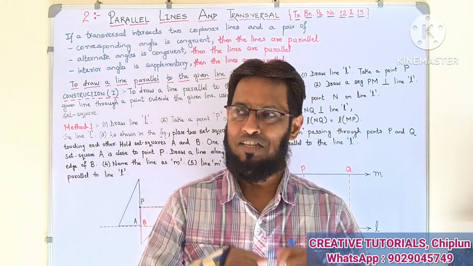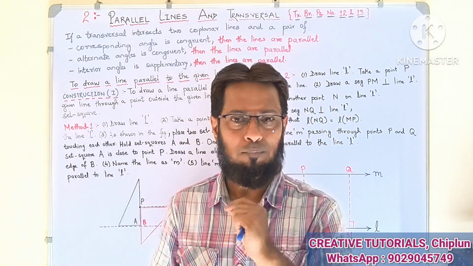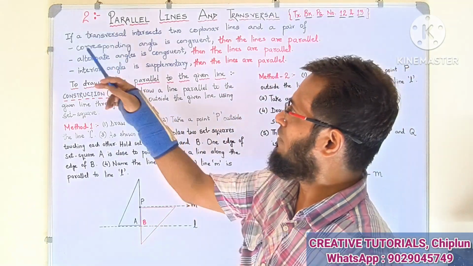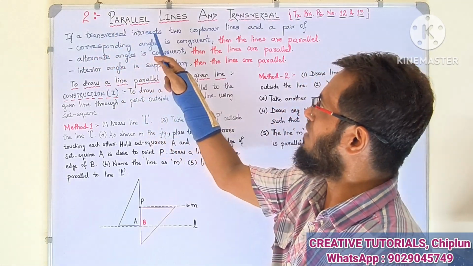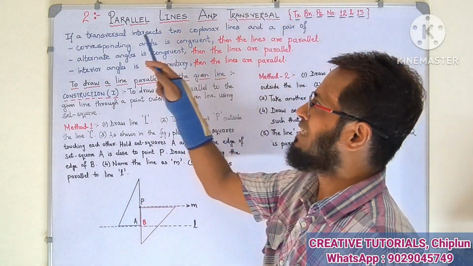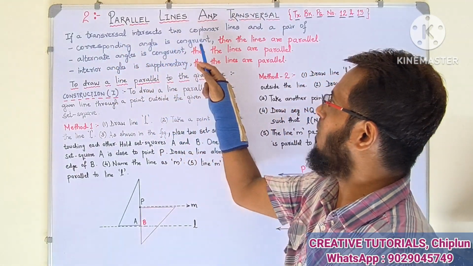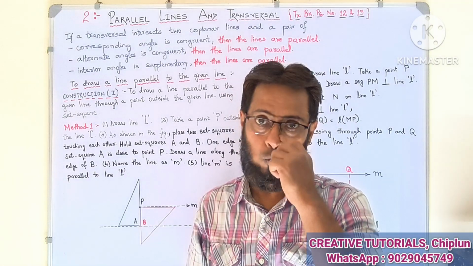Alright dear children, so far whatever we had done, let's take a quick recap of that. For example, we had seen these three properties basically. If a transversal intersects two coplanar lines and a pair of corresponding angles is congruent, then the lines are parallel. This was the first thing we studied.